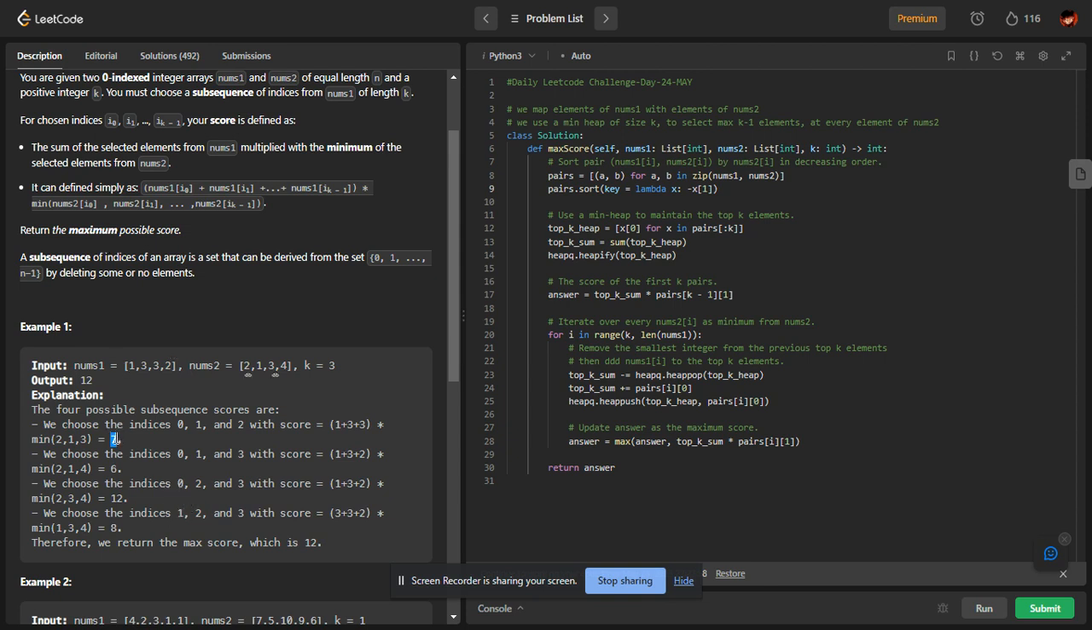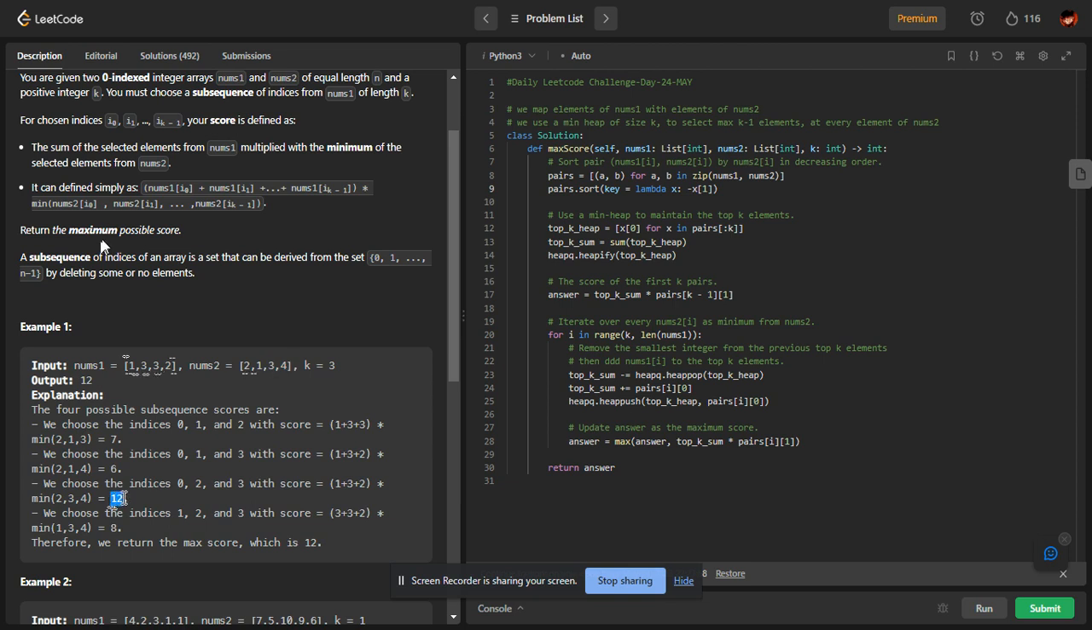Similarly, they've given another example, indexes 0, 2 and 3. Just check for yourself what the values at those indexes in nums1 are. They are 1, 3 and 2. In nums2 the values are 2, 3 and 4. That's what they're doing here. They're taking the sum of the elements at these indices in nums1: 1 plus 3 plus 2, which is going to be 6. Then 6 into the minimum of the nums2 values 2, 3 and 4, and the minimum is 2. So 6 into 2 is going to be 12. That's what they are mentioning here.